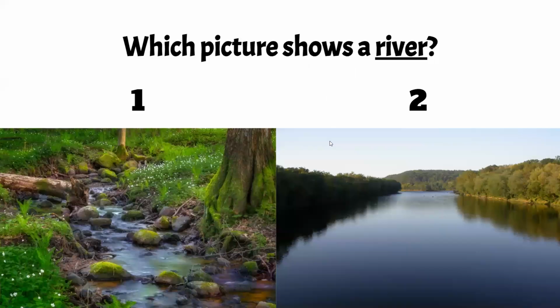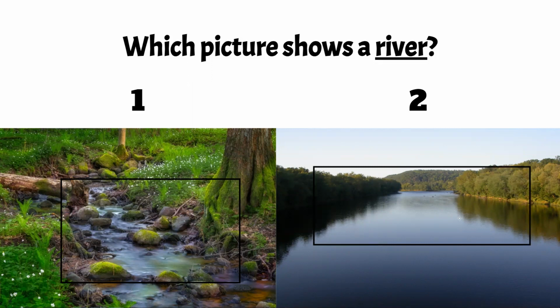Let us see the next question. Okay, it is the third question. So which picture shows a river? Here we have a shallow, small body of water. And here we have a large body of water. And as you can see, the water in it flows, and here the water in it flows too. But here we can see the rocks, here we can't see the rocks. So it is like here deep.